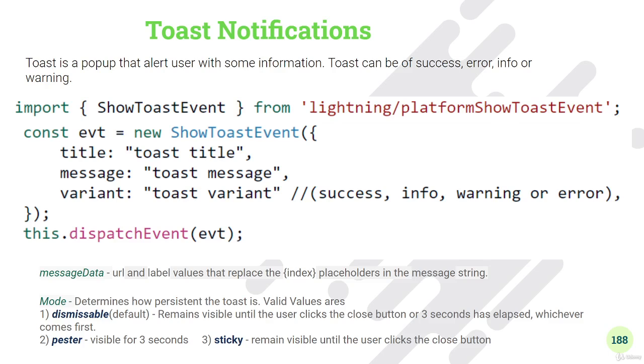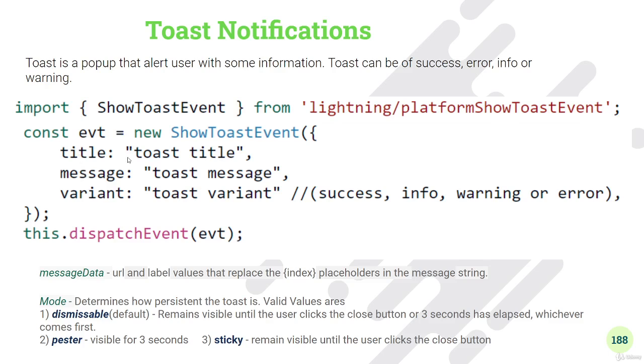To create the toast notification in LWC, we need to import the show toast event from the lightning platform show toast event package. And once that show toast event is available, we can create the custom event. To create the custom event, we'll call new show toast event that we have imported, and we'll pass some parameters to that method. The most commonly used ones are title, message, and variant.